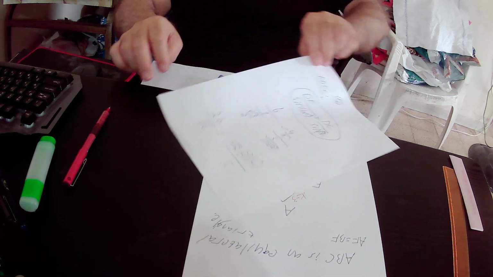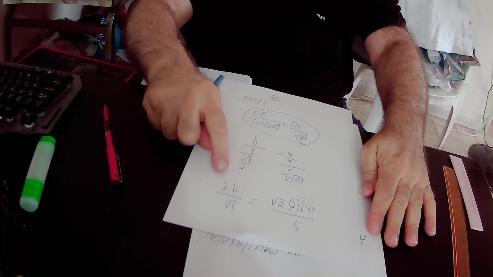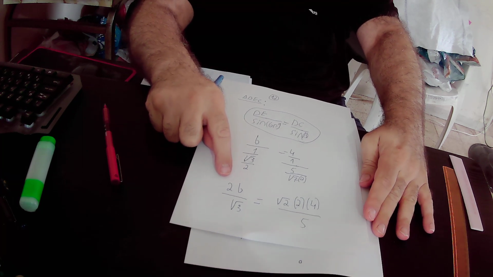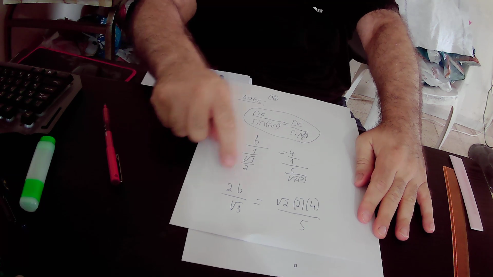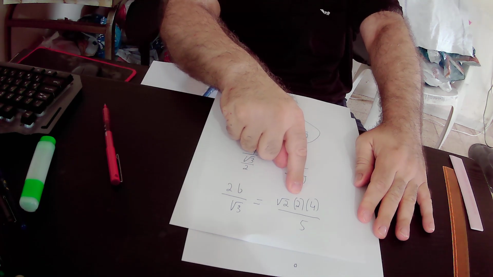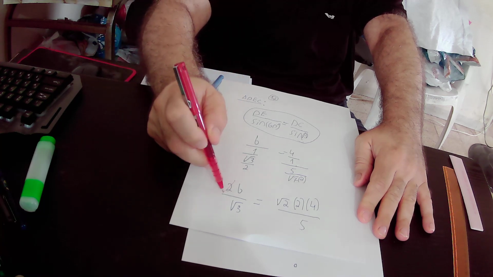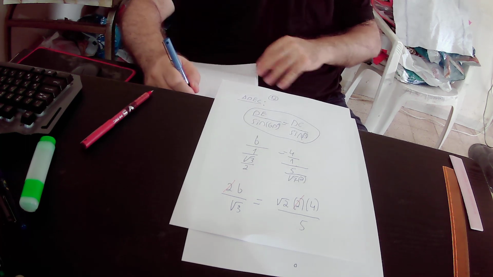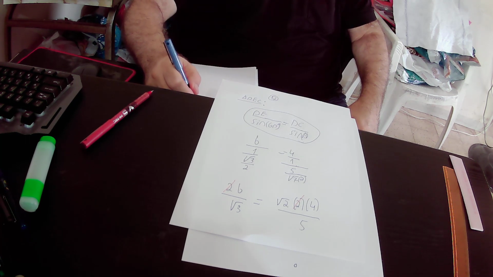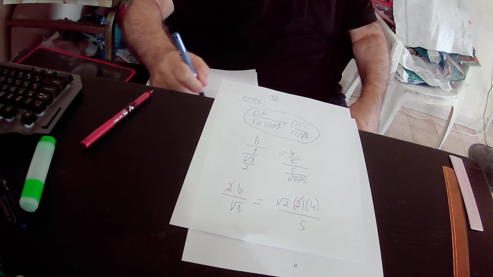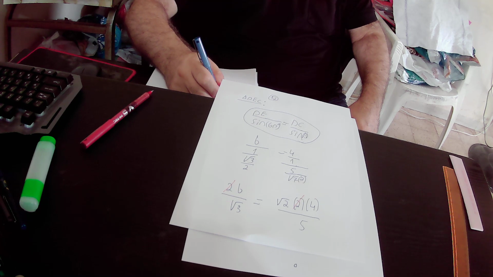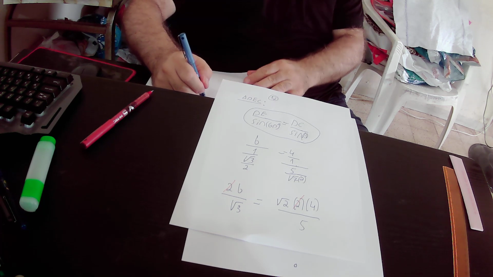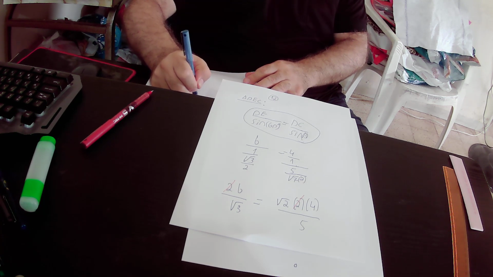Okay, so we have 2 in the numerator of this side of the equation, and we have 2 in the numerator of the other side of the equation, so we can cancel 2. So what is left after we cancelled 2? We'll have b over root of 3 equals the root of 2 times 4 over 5.